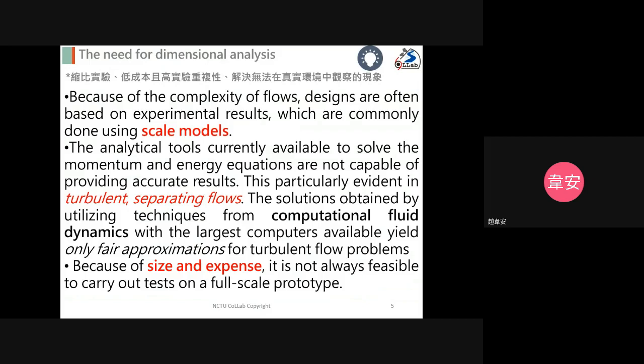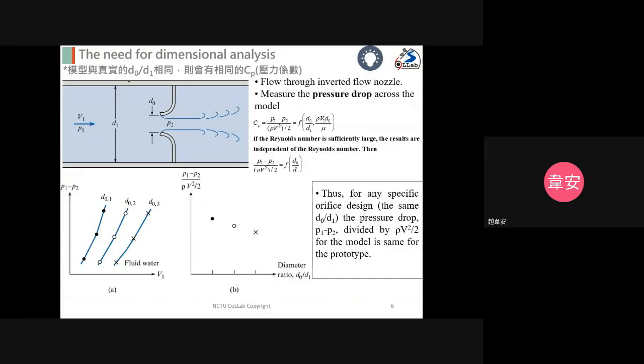Okay, so to summarize: based on the scaling ideas, we can conduct the laboratory experiments. And because of the small size and low price of laboratory experiments, we can conduct a series of model testings repeatedly. So this is one of the examples that explain why we need dimensional analysis.